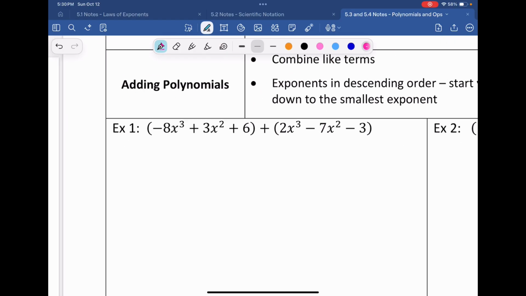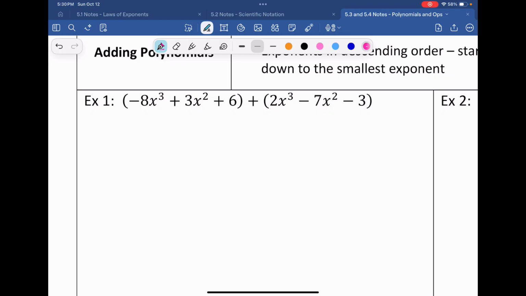Okay, so I'm going to check for the highest exponent. I start with the biggest one. So in this case, -8x cubed, positive 2x cubed. So that's going to be -6x cubed. And then I cross them out so I don't deal with them. Exponent 2. That's plus, this is a negative. So positive 3 and -7 is -4. Keep the variable and exponent. Then the positive 6 and the -3, positive 3.